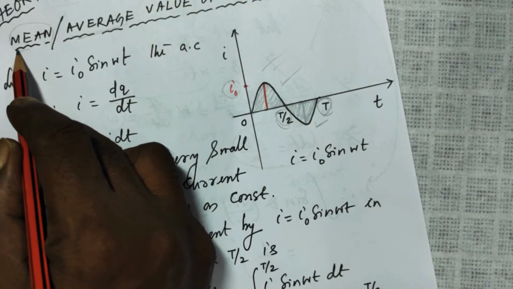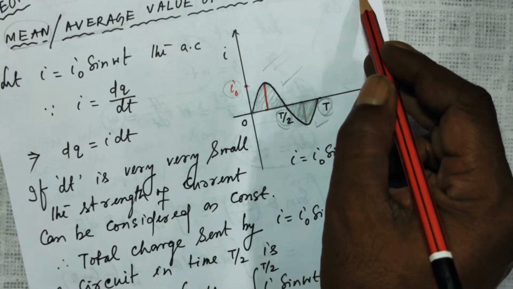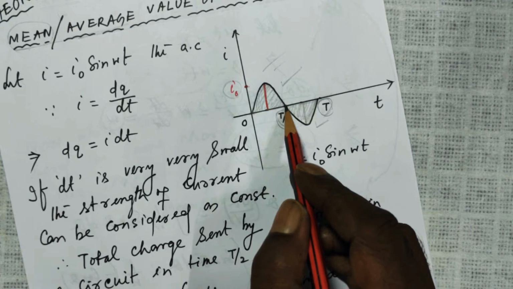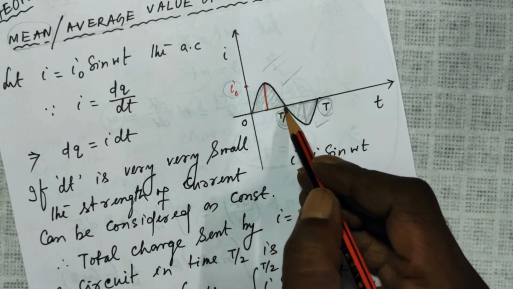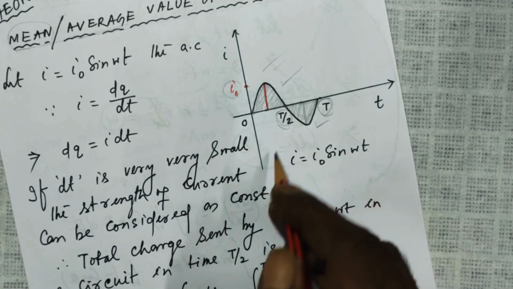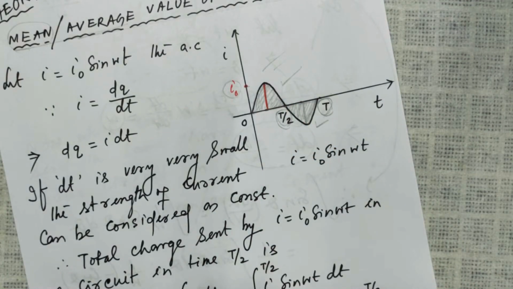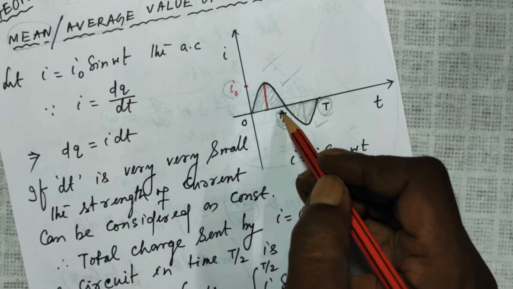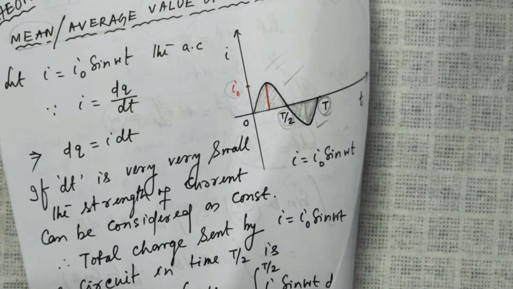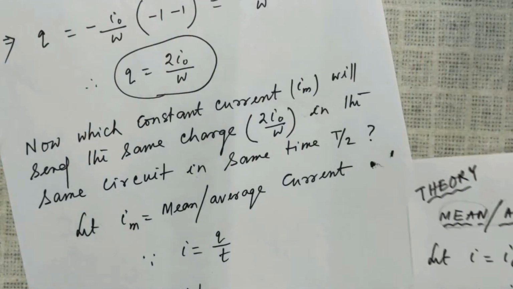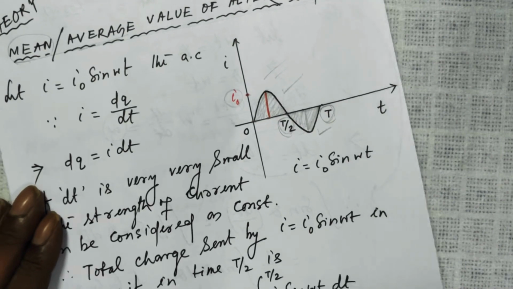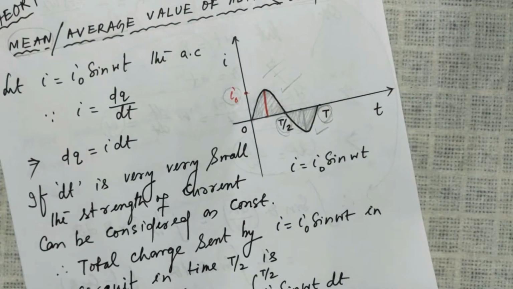Then while discussing this, we'll find out its average value for half a cycle, from 0 to T by 2. What average value will send the same charge in a circuit as is done by this alternating current? The definition will be clear in the long run, when we arrive at the final expression. There is no need to remember the definition. Let us begin.